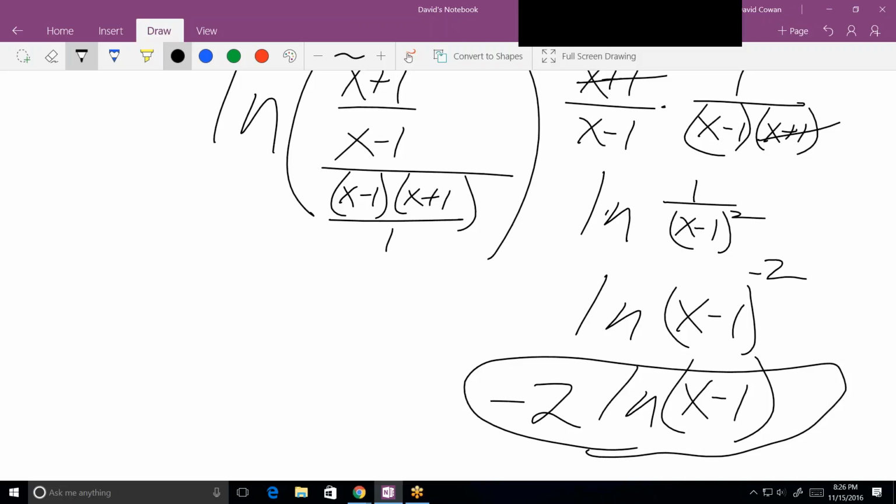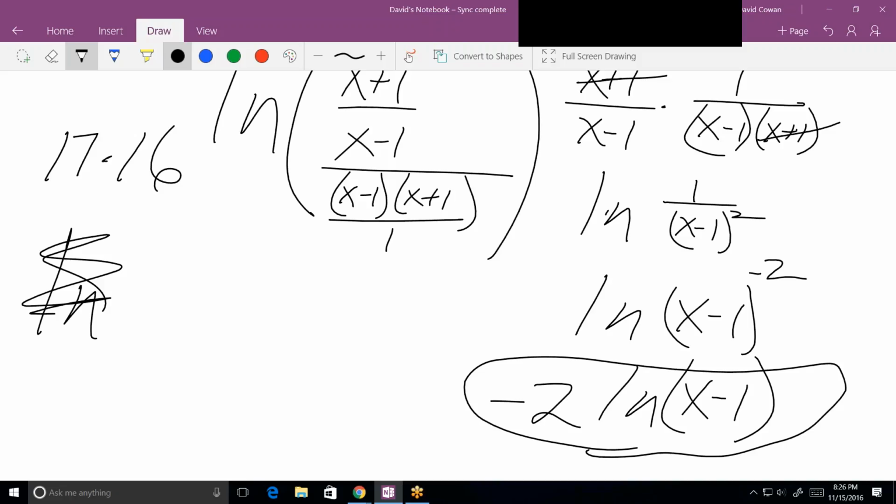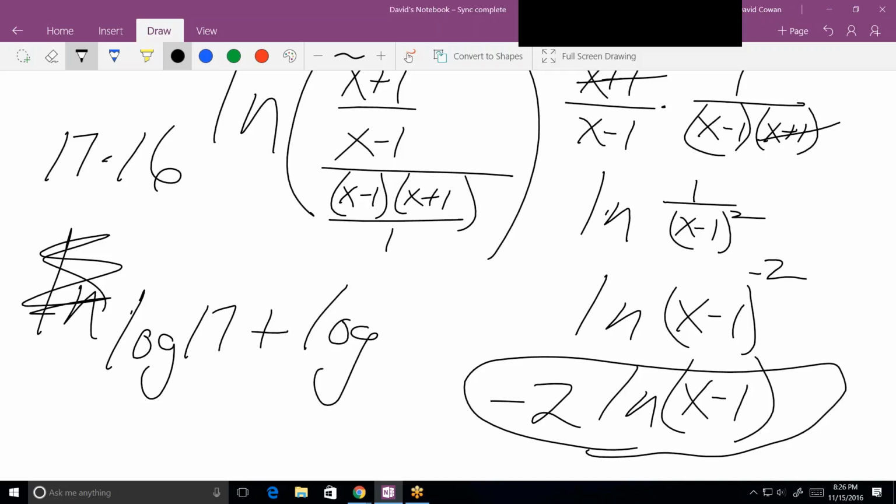In other words, on a slide rule, if I want to multiply 17 times 16, what I'm going to do is take the log of 17 and add it to the log of 16. And my slide rule has a log scale on it, so it immediately gives me an answer. And that's how slide rules work, by using those 3 principles of logs.